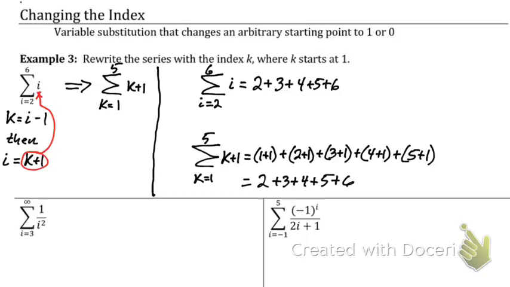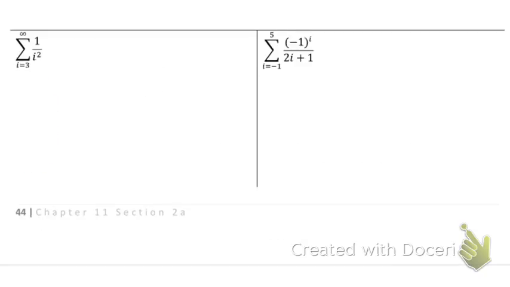All right, bottom left one. Bottom left one, I have i equals 3 to infinity, and we have 1 over i squared. Remember, the whole goal of this, and our directions say we want to change our index to k, and we want k to equal 1. All you have to ask yourself is, how do I get from 3 to 1? And that is subtracting 2.